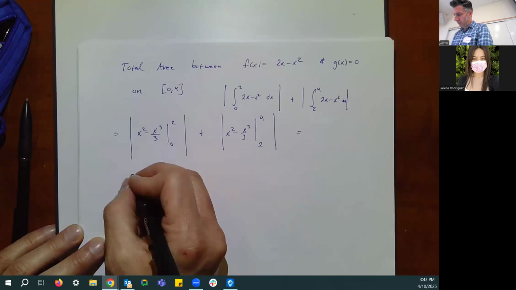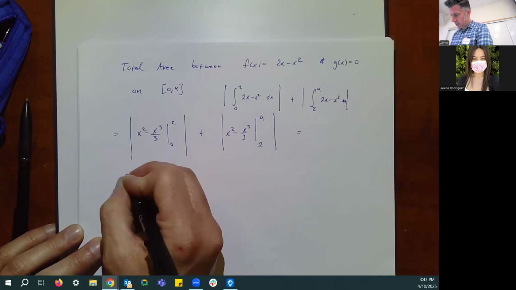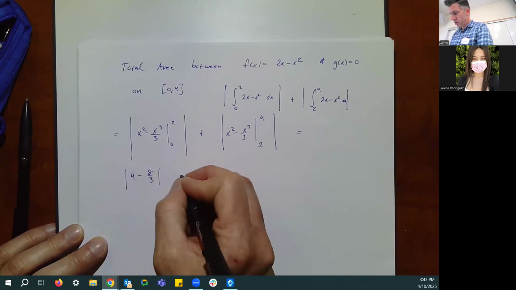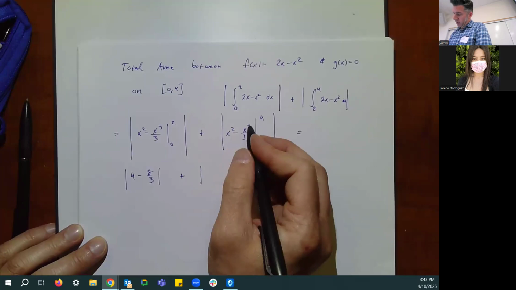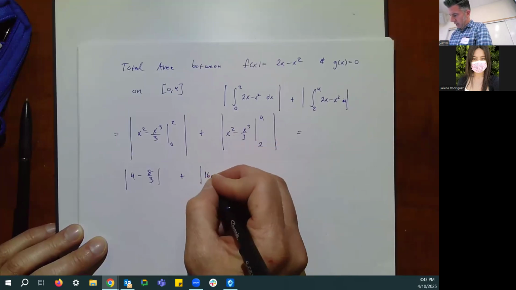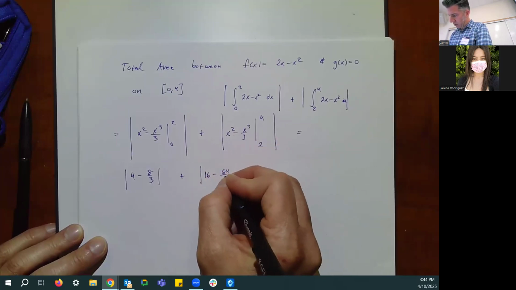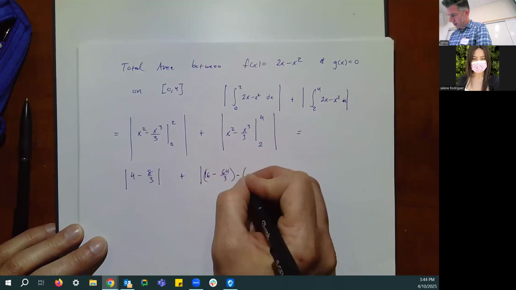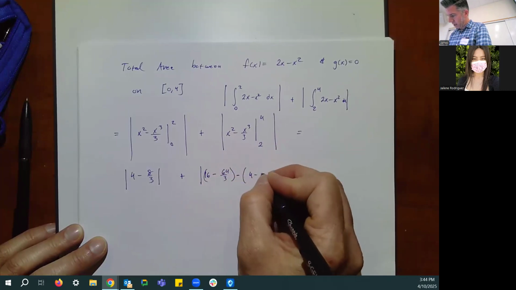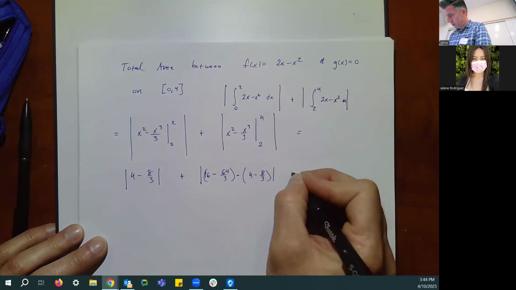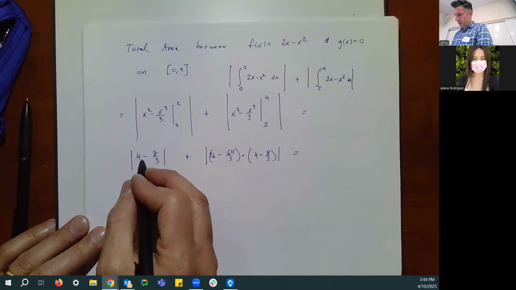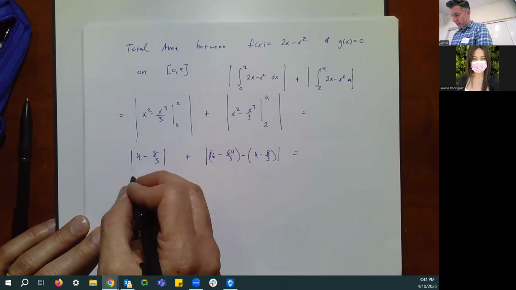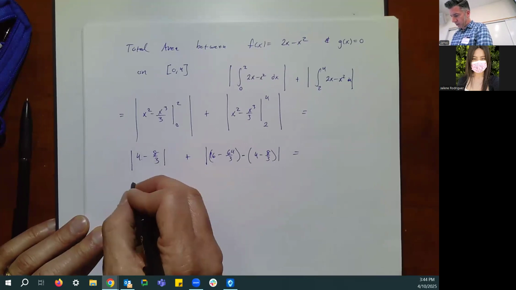Simplifying here, we get 4 minus 8/3 minus 0 plus plug in 4, you get 16 minus 64/3 minus plug in 2, you get 4 minus 8/3. And then we go to work. Let's see. 4 minus 8/3 is 12/3 minus 8/3, which is going to be 4/3.